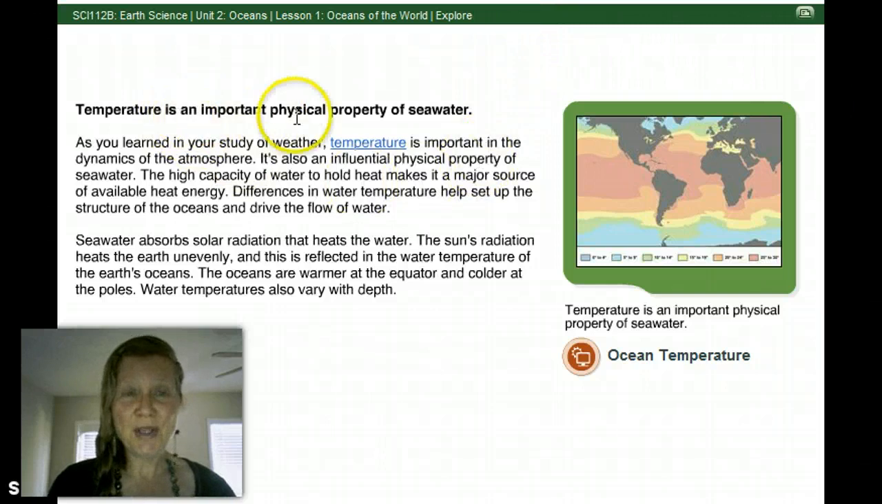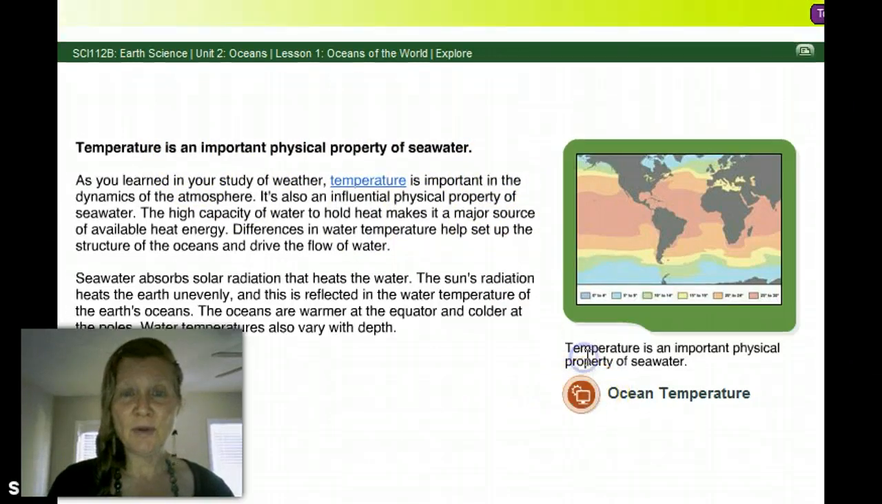We know that temperature is an important physical property of water, and please watch this brief animation showing you the distributions of the different temperatures of water. As you've learned previously, seawater absorbs solar radiation that heats up the water, and our sun heats the Earth unevenly. Oceans are warmer near the equator and colder at the poles.